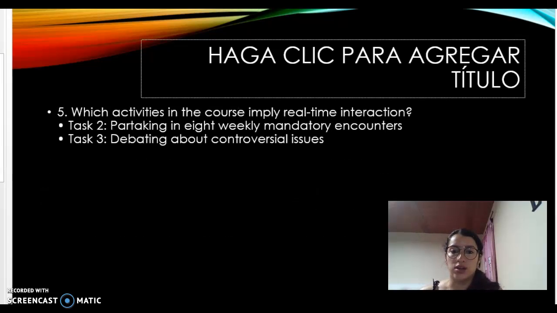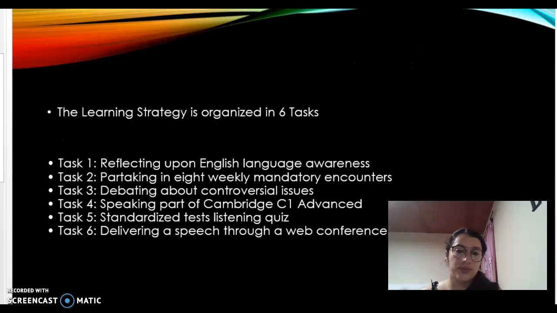What activities in the course imply real-time interaction? Task 2, practicing the weekly mandatory encounters. Task 3, debating about controversial issues. Task 4, speaking part of Cambridge C1 Advanced. Task 6, delivering a speech through a web conference system. And Task 1, reflection on English language awareness.